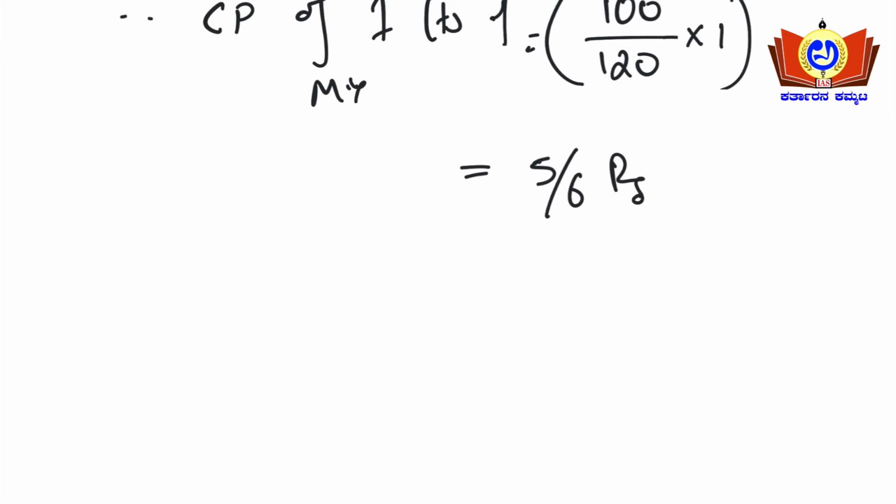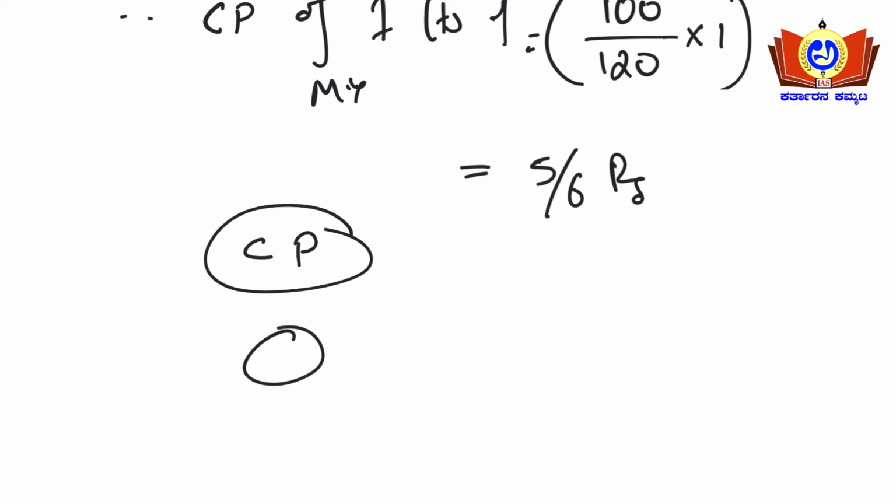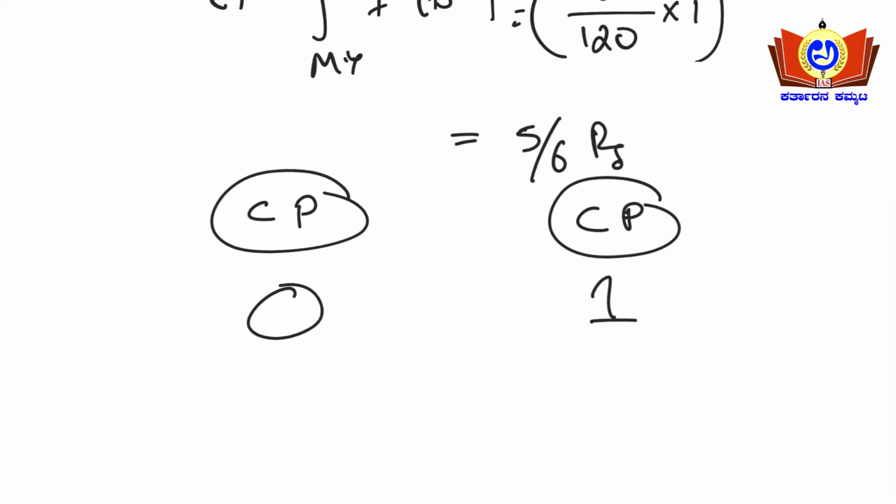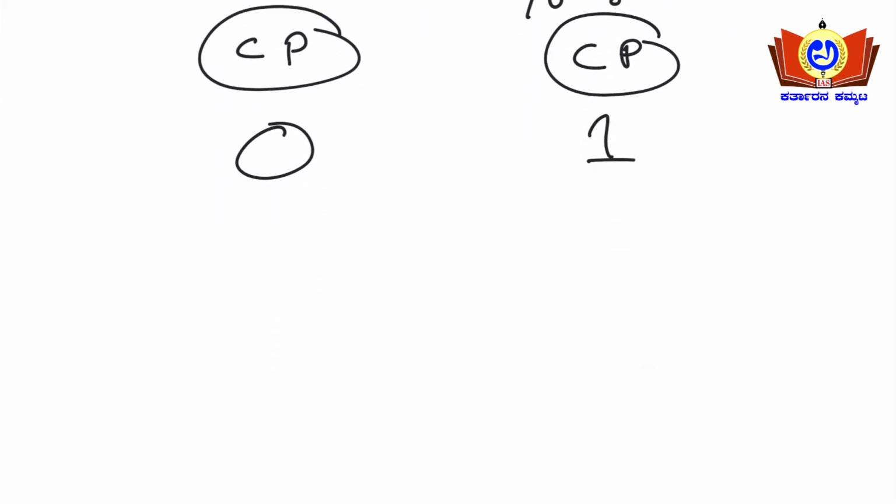So cost price of water, how much is there? Cost price of water is 0 rupees. So cost price of milk, how much did we get here? 5/6? Cost price of milk, no, cost price of milk is rupees 1, not 5/6. Okay, sorry. Cost price of milk is 1 rupee. We need to sell it at 1 rupee. In what ratio do we need to fix here? This 5/6 is the mean price here.